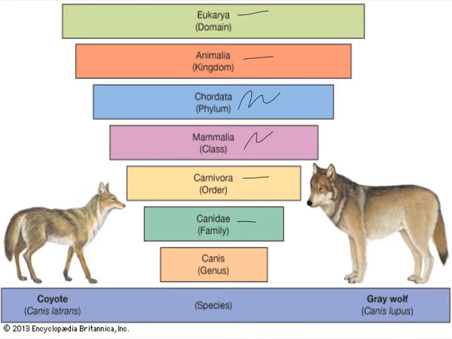Canidae is the family for these two. And then Canis is the genus, and then finally the species. So canines being the family, Canis being a specific type of genus within that family. So basically, the coyote and gray wolf are very similar to each other. The only difference is that their species name, the gray wolf being Lupus, and the coyote being latrans, as the two major fundamental differences.